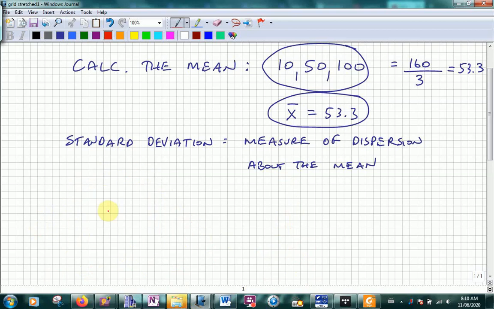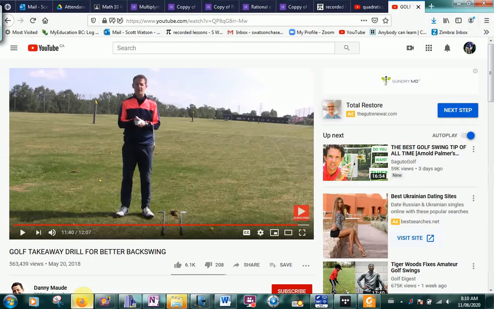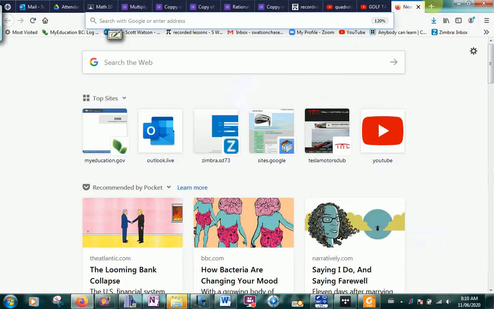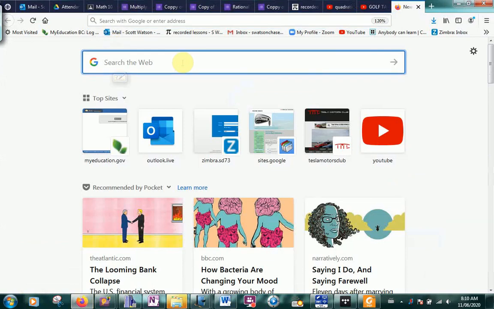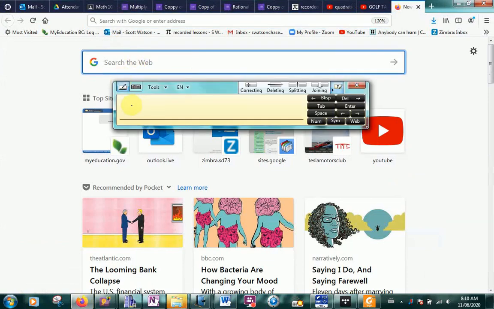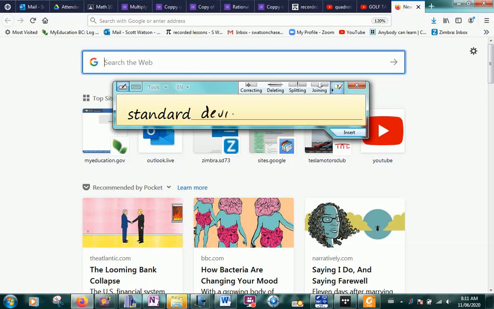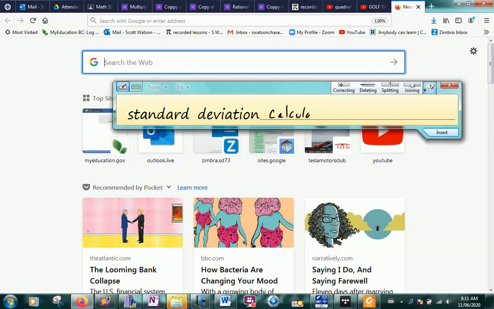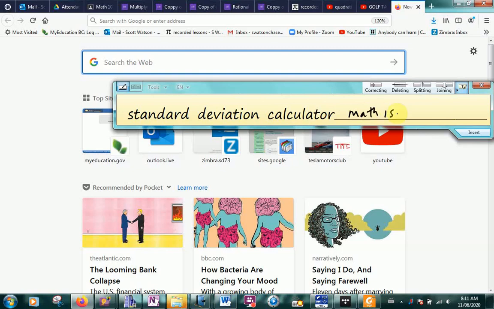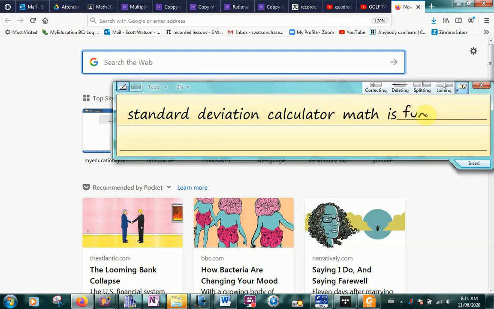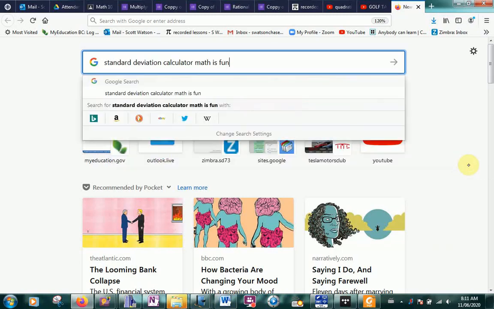So let's calculate it. It's going to be easy. Either on your laptop or on your phone, you're going to bring up a standard deviation calculator, and this website we need to use in particular, just so that we're consistent. This is the one I'm showing you, but I'm sure there's dozens of them out there.